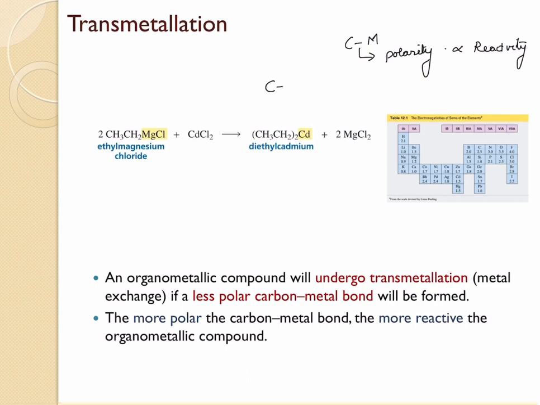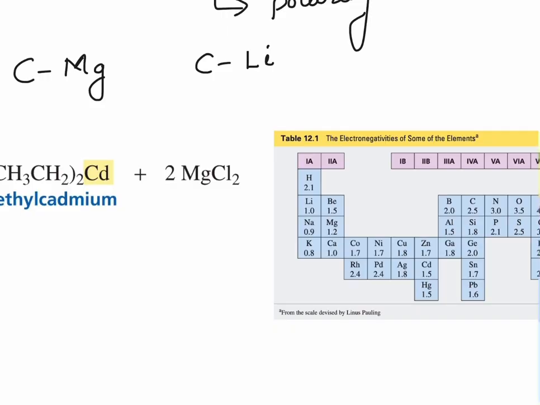In an organomagnesium compound, we have a bond between carbon and magnesium. In an organolithium compound, we have a bond between carbon and lithium. Let's find the electronegativity difference between these atoms. Magnesium is 1.2 and carbon is 2.5, and when we subtract, it is 1.3. Similarly, lithium has an electronegativity of 1.0, and therefore the difference is 1.5.